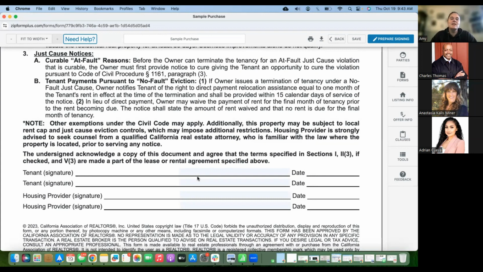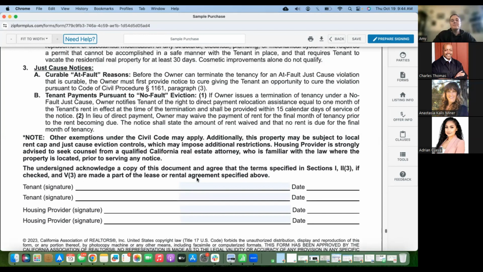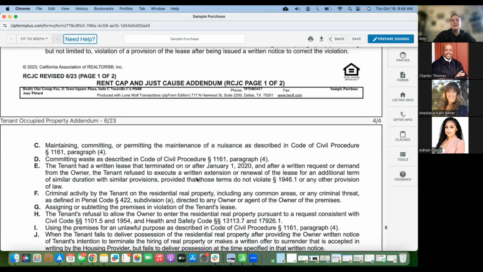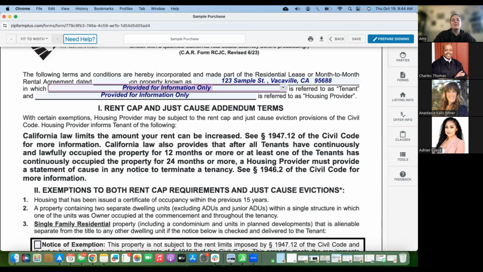The undersigned acknowledge a copy of this document and agree that the terms specified in sections 1, 2, 3, if checked, and 4 are made part of the lease or rental agreement specified above. So it's important this gets provided with a copy of the rental agreement. In this case, it's just being served for knowledge purposes only. Remember at the beginning, we said, hey, provided for information only.